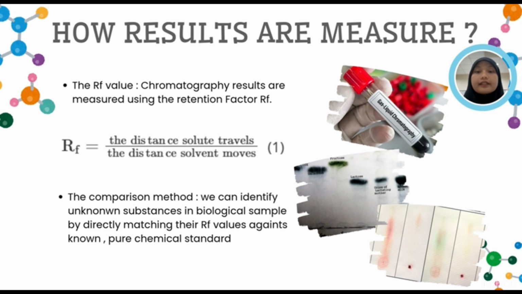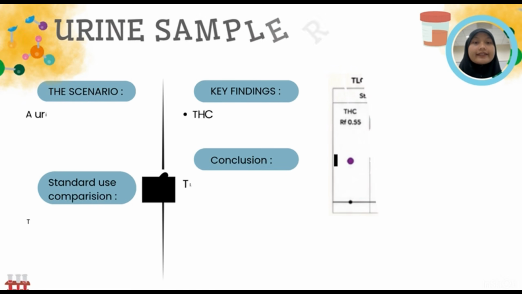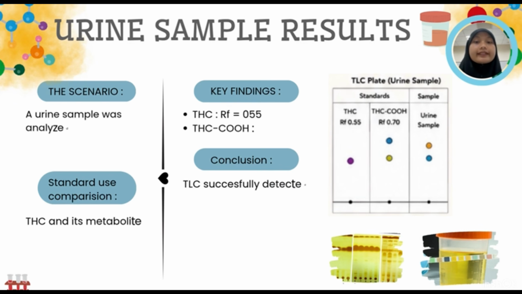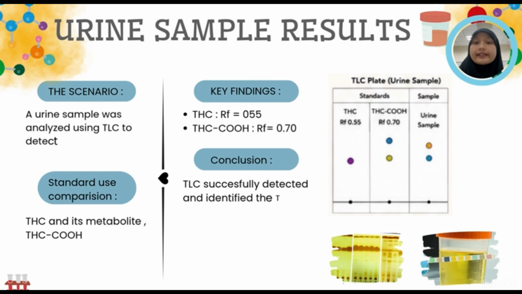By using a comparison method, running an unknown biological sample side by side with pure known chemical standards, we can directly match their RF values to identify the unknown compounds. Next, let's apply this method to a practical scenario. For example, analyzing a urine sample for cannabinoids.